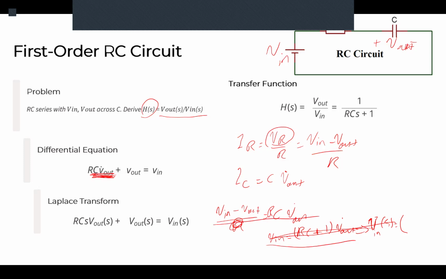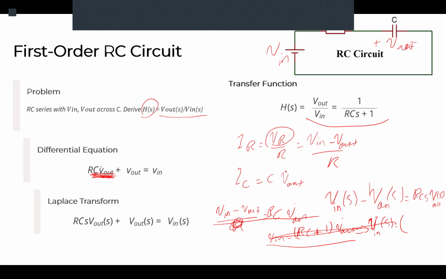So let's do the Laplace here. It's going to be V in of S minus V out of S equal to RCS V out of S. Are we good? Now you can do the algebraic derivation and you find that V out over V in is actually 1 over RCS plus 1.